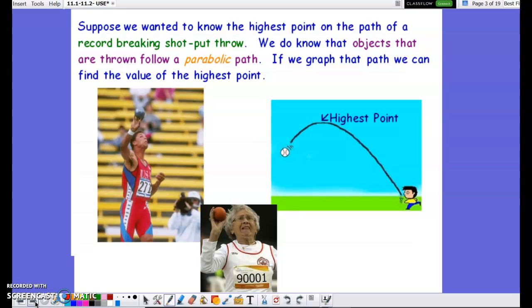But again, many things in life follow what we call a parabolic path or a quadratic path, right? If we see this kid over here throwing the ball, he throws it up and then it comes down. Again, it makes that U shape, which can be modeled by a quadratic function.